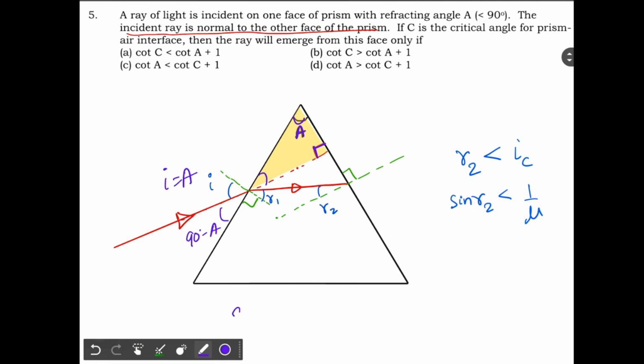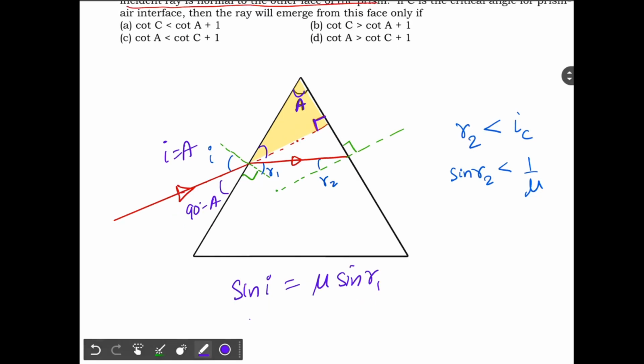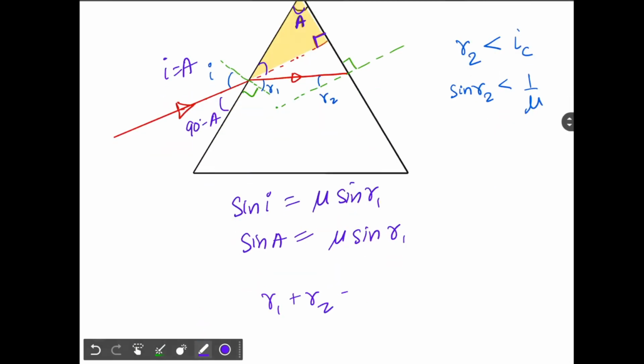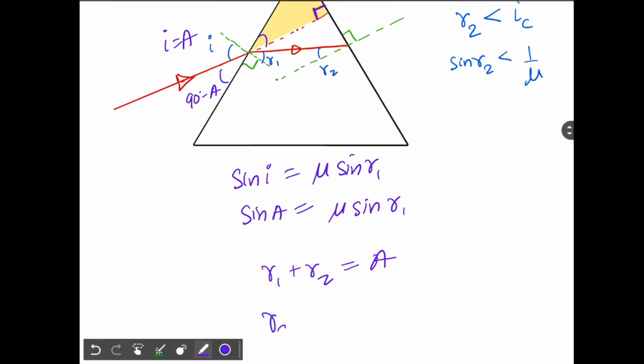So we have sine I is equal to mu sine R1. Now since I is equal to A, sine A is equal to mu sine R1. Okay. Now we know also one thing, right? That R1 plus R2 is equal to A. Okay. R1 plus R2 is equal to A. So R2 is equal to A minus R1.